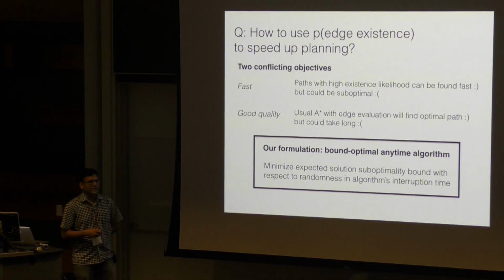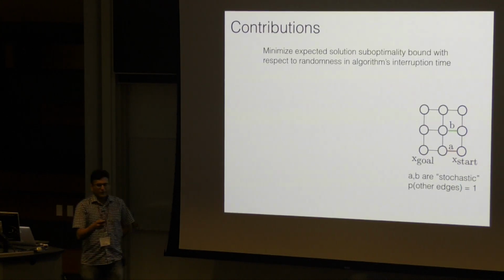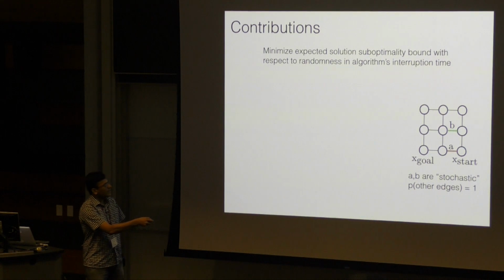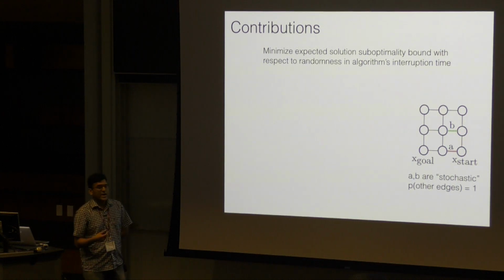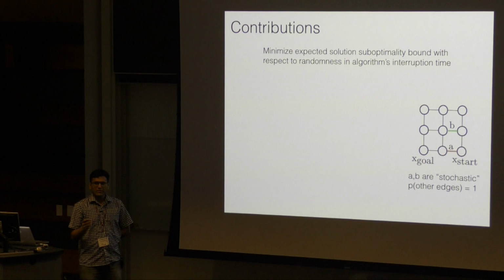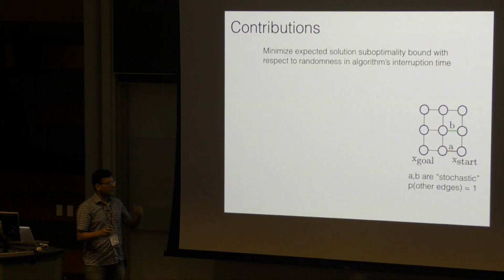Okay, so before I go into the details, I'll give you a quick overview of the contributions. So what we have is a general graph in which certain edges have existence priors. So for example, here edge A and B may or may not exist, and we have a prior for their existence. But at the same time, we can always verify whether they exist by doing this time-consuming collision checking. Right.